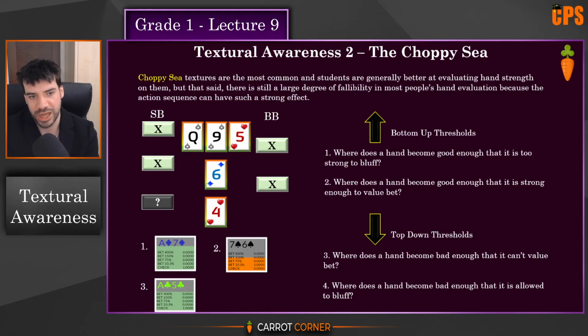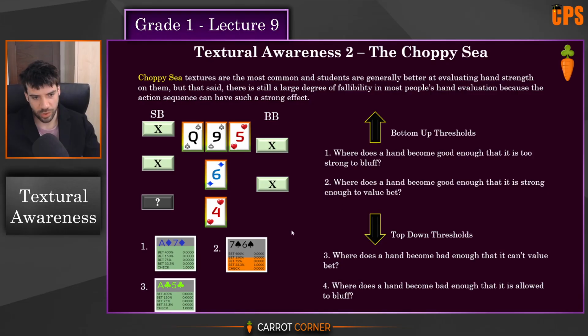So what I would urge you guys not to do is to obsess about what you're going to do after you check with this hand and actually let that influence whether you check or not. Whether you check or not depends on whether you have sufficient justification for betting, and if you don't, you check and then you figure it out. Don't complicate the game tree by trying to solve spots you're not in yet. Finally, number 4, where does a hand become bad enough that it's allowed to bluff for the first time?